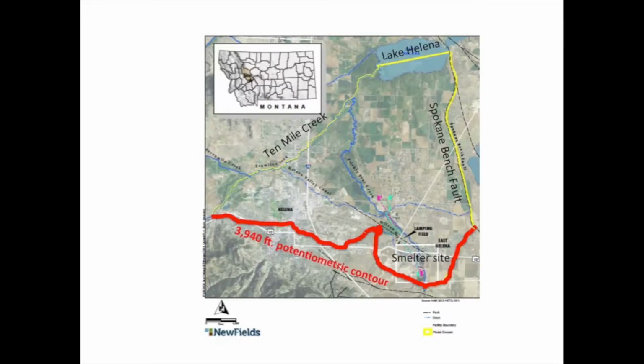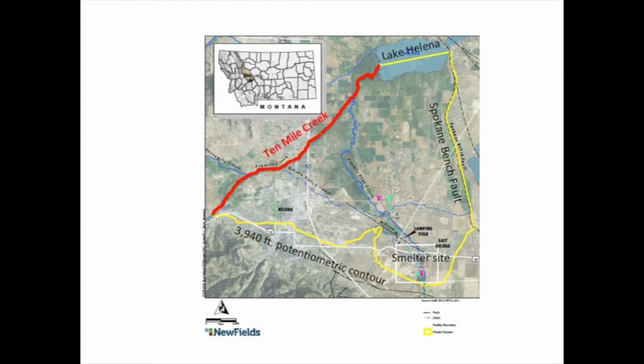So the boundaries for the East Helena model were set based on physical boundaries in the Helena Valley. To the south, it's based on a potentiometric contour line, so a water table elevation in the aquifer. So we set that as a boundary on the south side of the model because groundwater flow is moving across that boundary, and we used aquifer properties, so hydraulic conductivity, and a natural gradient, so how steep the water table is across that boundary to set how much groundwater flow is moving across the boundary.